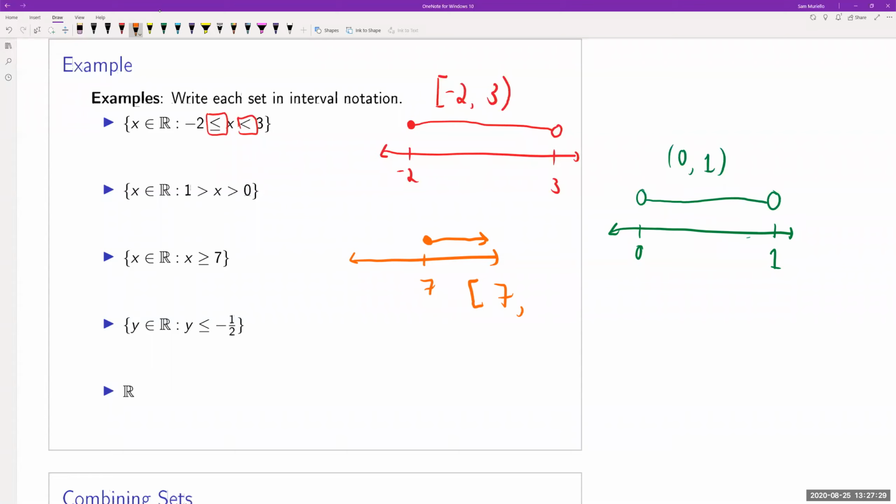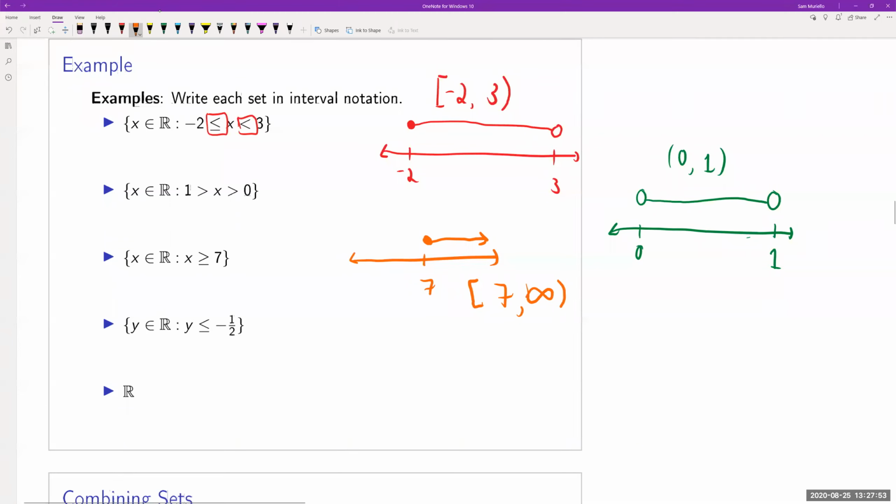What I'm going to put over here is an infinity because this symbolizes that I want to keep going forever. Now, infinity is not actually a number. It just means going on and on forever in the positive direction. So because infinity is not a number, it can't actually be included in our interval. That means since it's not included, I'll need to use a parenthesis here.